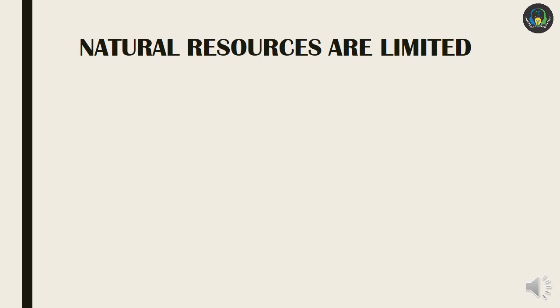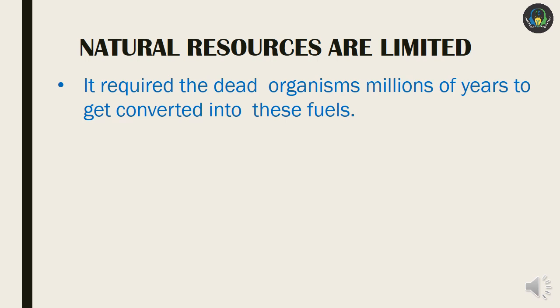Now natural resources are definitely limited. In the earlier part of the chapter, we had understood inexhaustible and exhaustible natural resources. Well, petroleum and natural gas are exhaustible natural resources. That means they will get over if we are not using it in a proper manner. So we cannot use it as per our choice and as per our wish all the time. It required the dead organisms millions of years to get converted into these fuels, the fossil fuels.